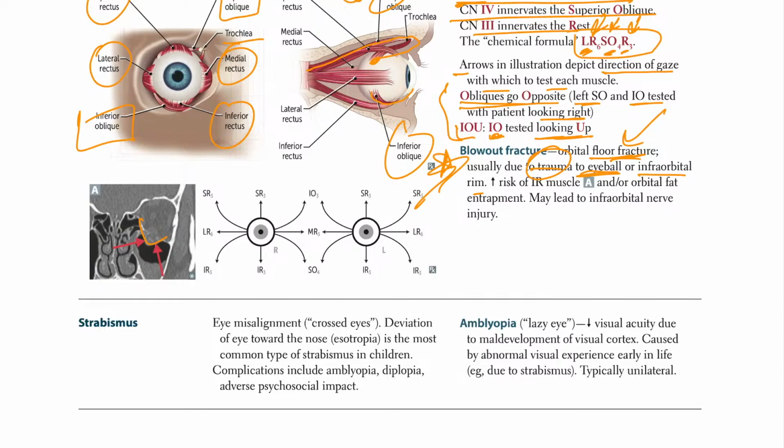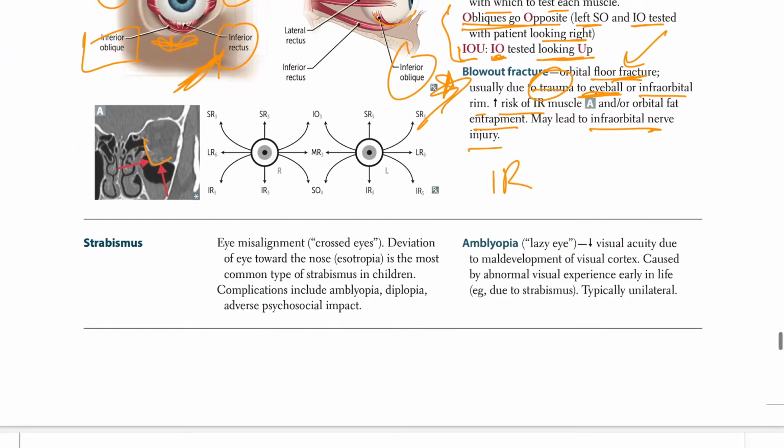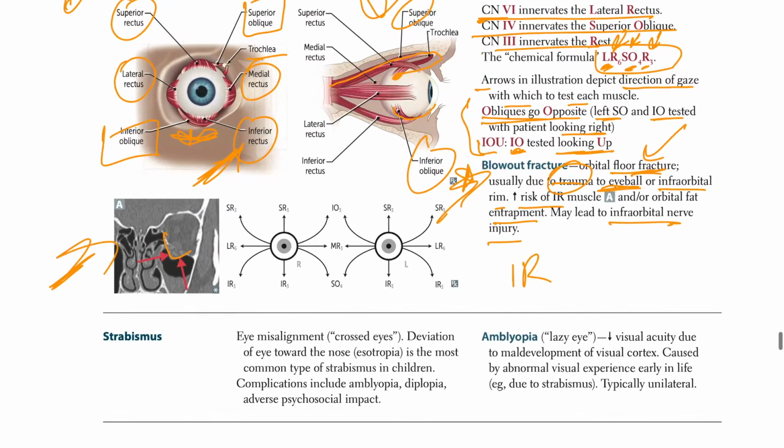Okay, increased risk of inferior rectus muscle and/or orbital fat entrapment. So inferior rectus can entrap in this, as inferior rectus is at the very bottom here. And orbital fat can also be entrapped here. May lead to infraorbital nerve injury also. Okay. And this is a very high yield image.